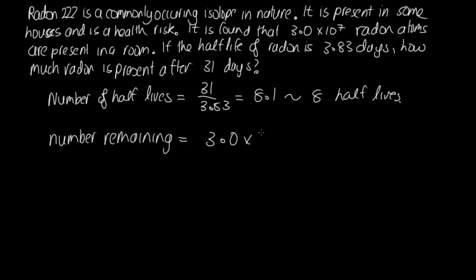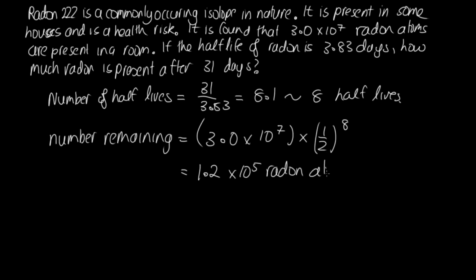is the initial number, 3.0 times 10 to the 7. Now if it was one half-life, if 3.83 days had passed, then we'd times it by a half. But as we've got 8 half-lives, we need to raise this factor of a half to the power of 8. So solving this on the calculator, we end up with approximately 1.2 times 10 to the 5 radon atoms remaining.